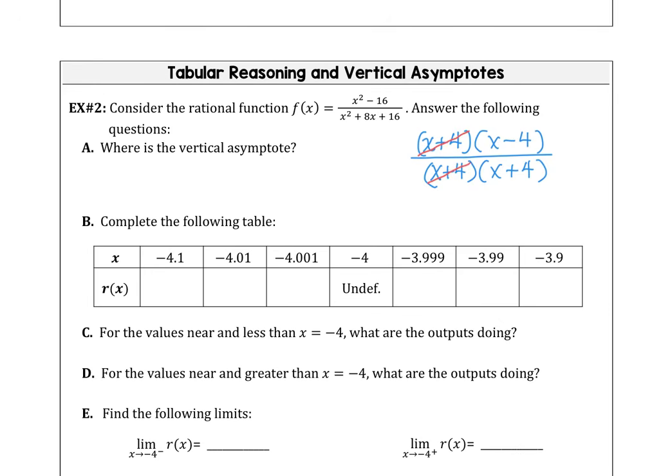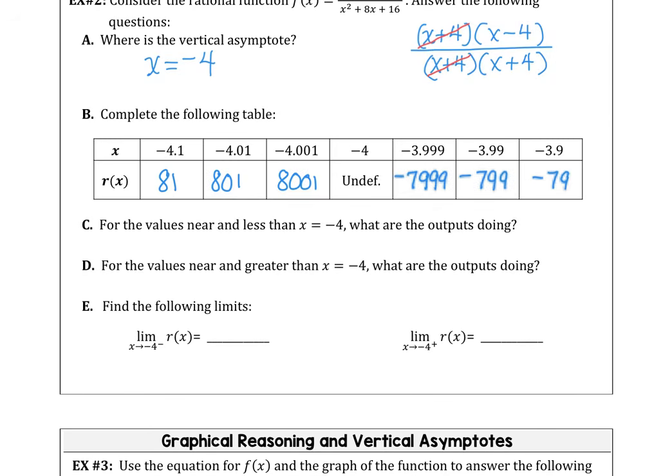That's how we know we have a factor that cancels, and the 0 of that factor gives us the vertical asymptote, which is why we're seeing here we're undefined on that asymptote. Now stop the video and use your calculator to complete your table of values and come back to check your answer against my answers. Hopefully we're in agreement.